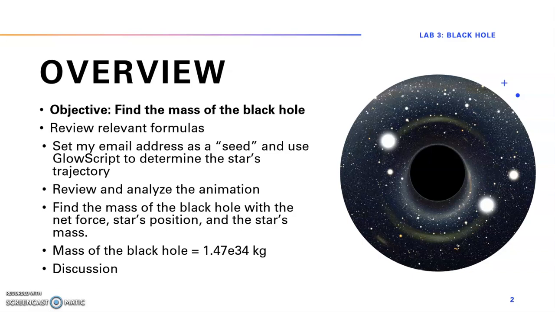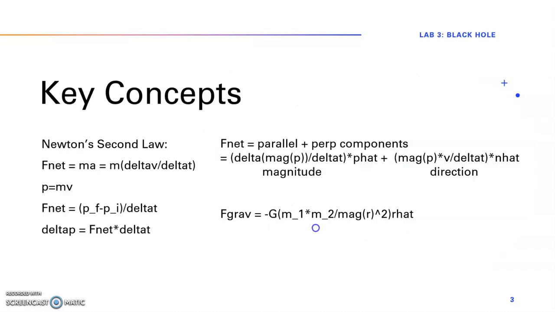To do this, we'll first review relevant formulas, then we'll use my email address as the seed to take a look at GlowScript to find the star's trajectory. Then we'll review and analyze the animation, find the mass of the black hole with the net force, star's position, and the star's mass, and then we'll close with some discussion.